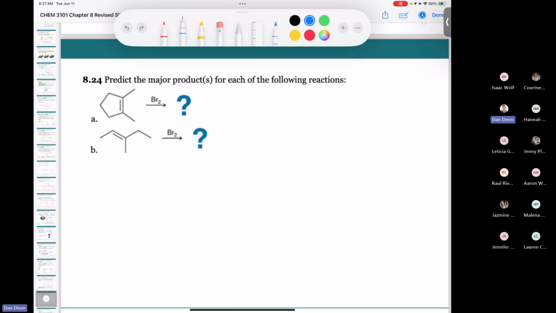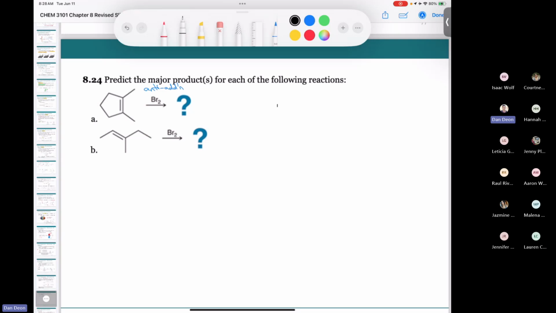So we're starting with this compound here. This would be what? 1,2-dimethylcyclopentene. And we're treating it with bromine. So we're going to get anti-addition. So we could put here anti-addition. So that means that one bromine is going to be pointing up, one bromine is going to be pointing down.